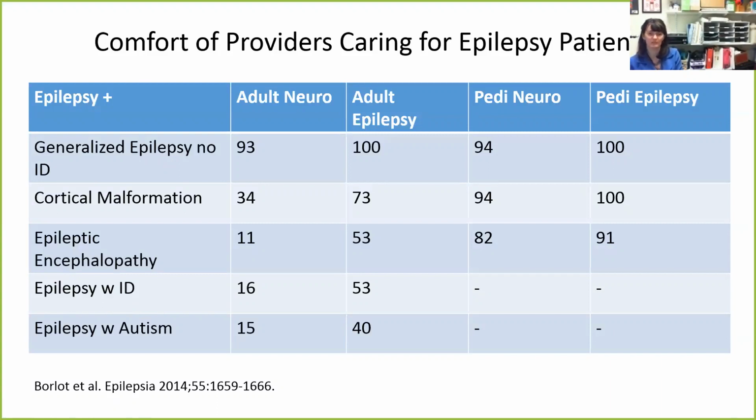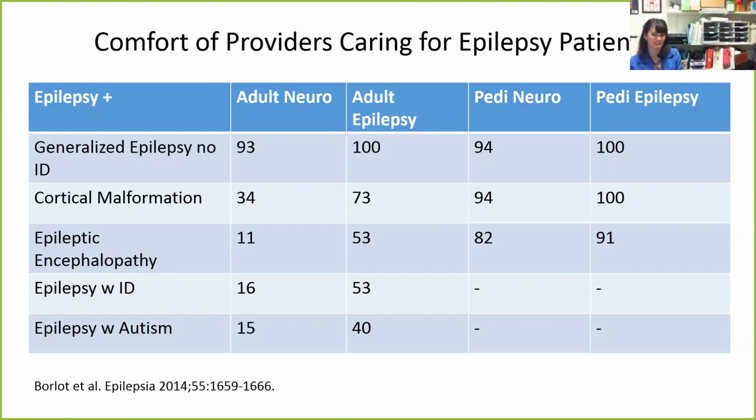For the epileptic encephalopathy patient, this would be someone, for example, that has Lennox-Gastaut syndrome. These are kids who commonly have developmental delays discovered early in life, who go on to have multiple seizure types that remain refractory and continue on into adulthood. And as you can see, very small, 10% of adult neurologists feel comfortable doing this. About a half of adult epileptologists. And of course, not perfect in the pediatric world because these are hard patients to take care of, but there's a clear difference between these two.